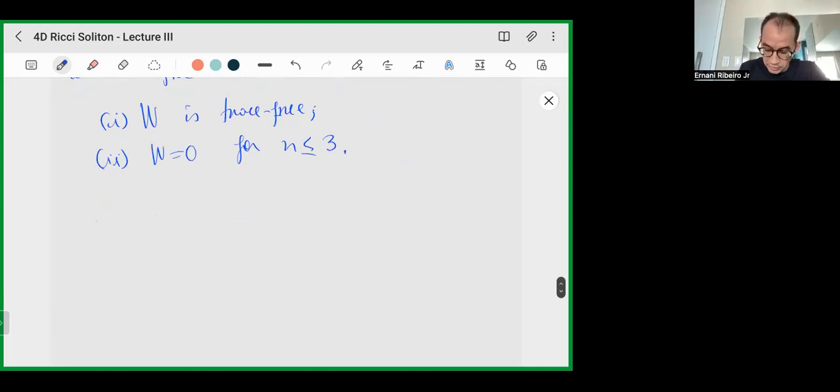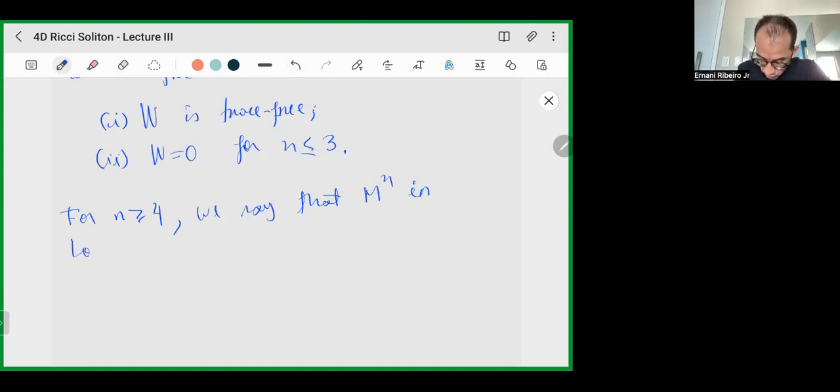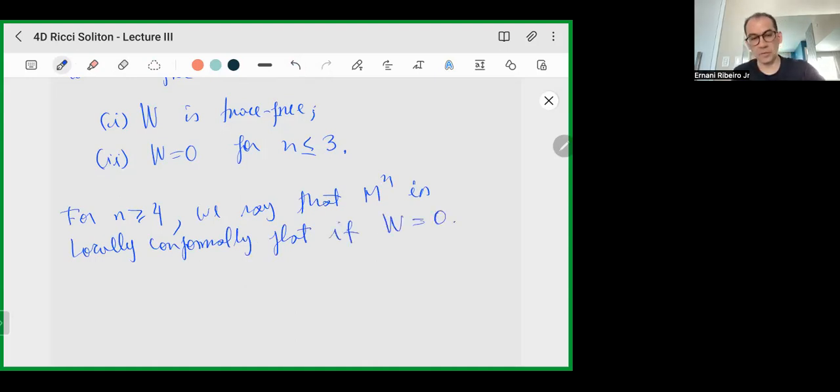Another important piece of information is that for dimension bigger than or equal to 4, we say that M^4, the manifold, is locally conformally flat, so locally conformally Euclidean metric, if the Weyl tensor vanishes. It's the most natural assumption to consider. If you want to remove this term, it's natural to assume that it is zero.